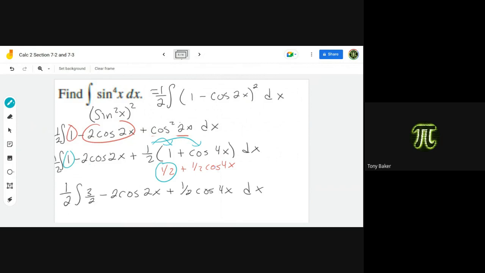The 1/2 on the outside of the integral wasn't distributed. It was the 1/2 on the outside of the parentheses. Yes, I know, but then why did our one change to 3/2? Because it was 1 plus 1/2. Okay.